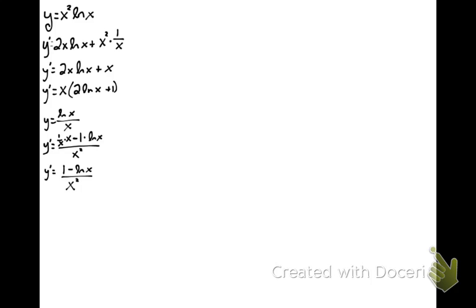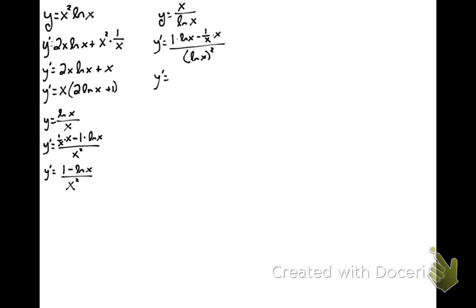Another problem of this type, if y equals x over the natural log of x. Again, quotient rule we might apply. So this would be 1 times the natural log of x minus 1 over x times x, all over the quantity, the natural log of x squared.